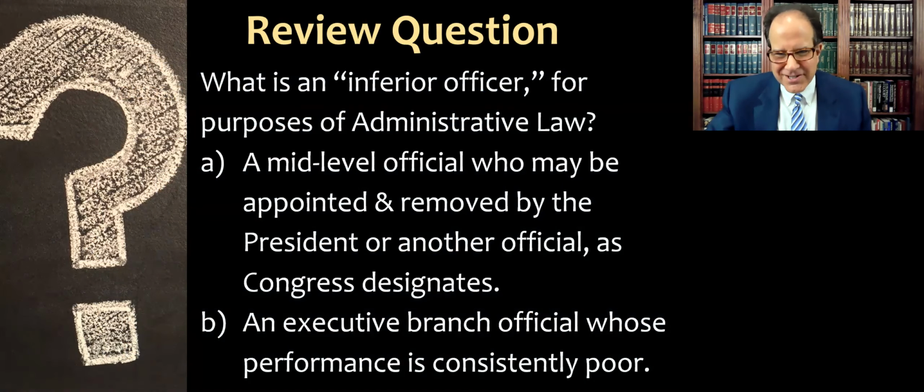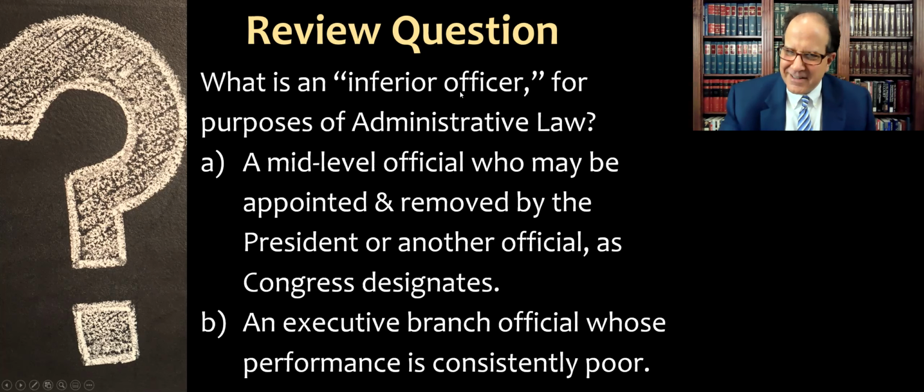Okay, here's a review question to see if you're still with me and have been paying attention. What's an inferior officer for purposes of administrative law? Is it a mid-level official who may be appointed and removed by the president or some other official as Congress designates? Or are we talking about somebody who's just inferior, an executive branch official whose performance is consistently poor? This is supposed to be a giveaway question to see if you've even been listening. And if you aren't sure about this, then you might have missed the whole point and need to rewatch the video.